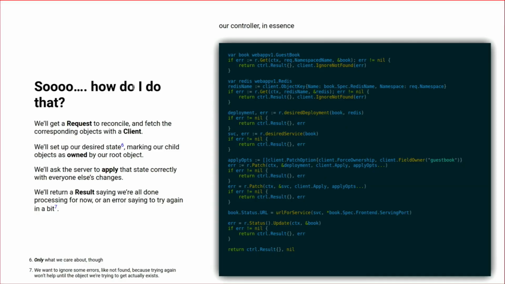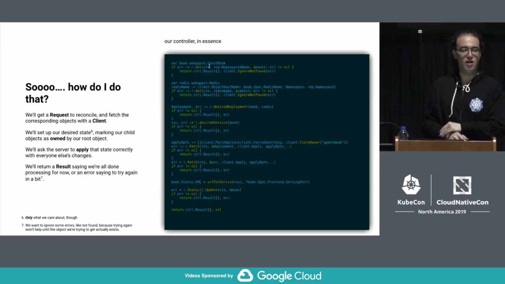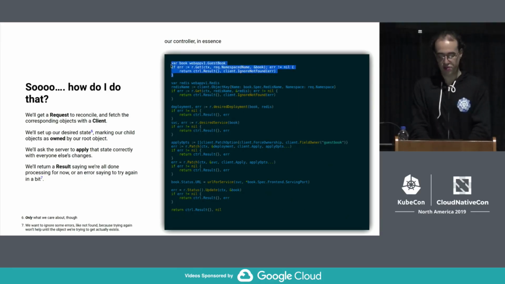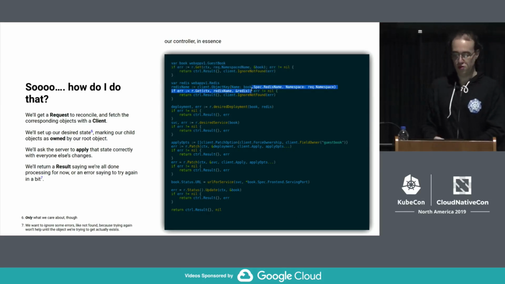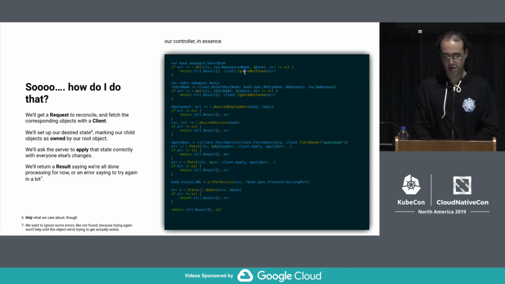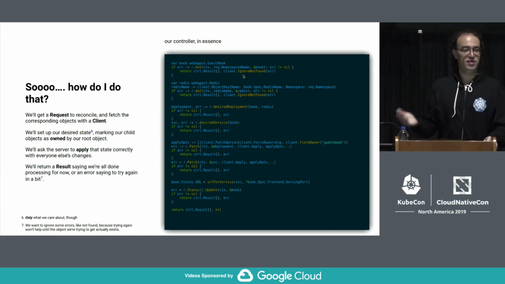So this is a little small, but we'll go over it in more detail, and I can zoom in a little bit. But this is, in essence, the entire reconciliation loop for our guestbook controller. So we can see we start out, we get this reconciliation request here, and that contains the name and a namespace for a guestbook. So what we're going to do is attempt to load that guestbook.